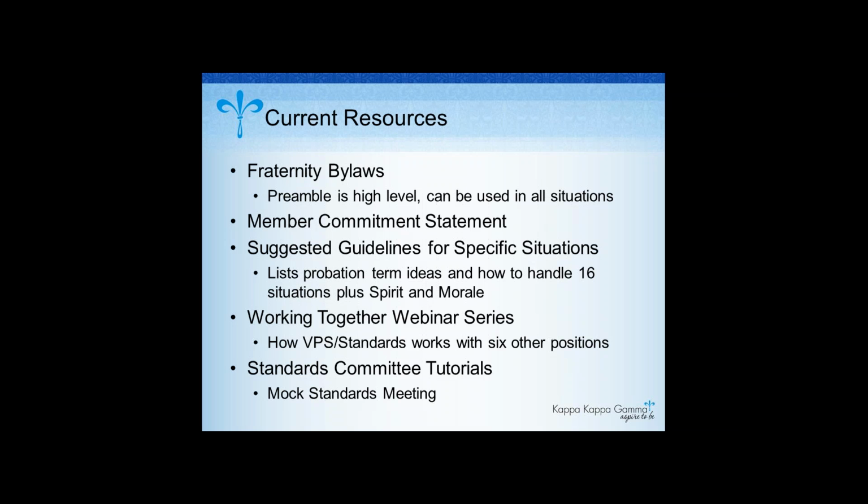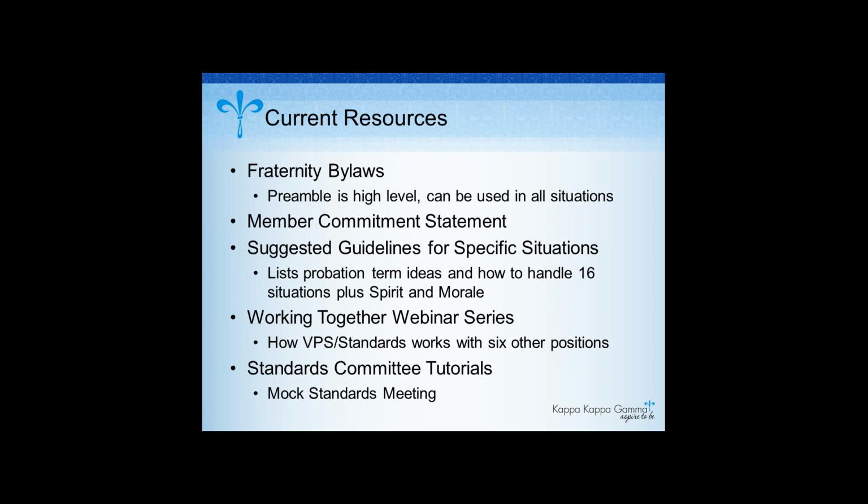Also, using our membership or member commitment statement is really helpful, and our members sign it yearly, agreeing to our documents and expectations. Those should be reviewed with the members during conferences. So again, that's just another way for members to be held accountable to things they agree to on a yearly basis, and another way to help the VPS and the committee use our documents as their guiding forces rather than feeling like they don't have anything to guide them.